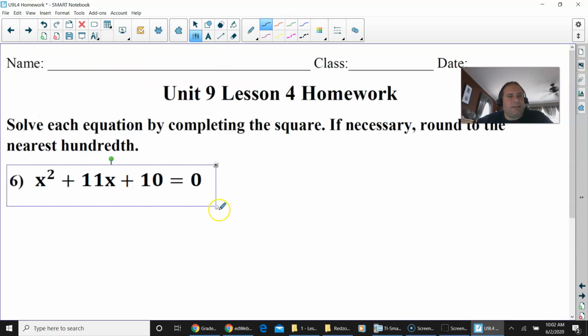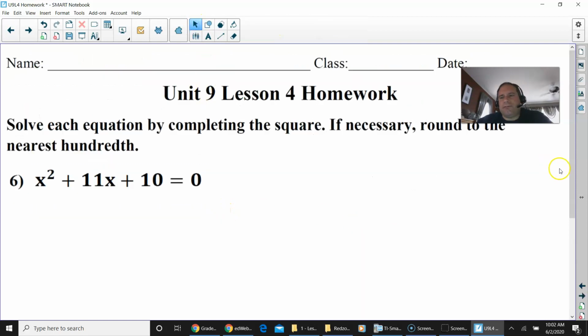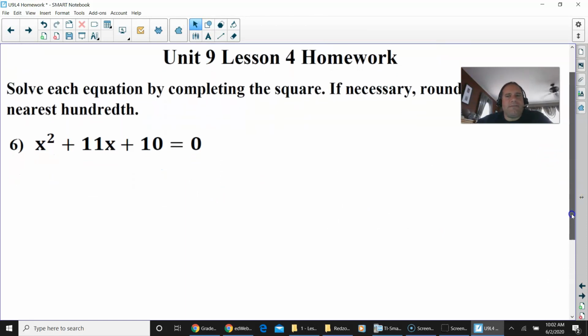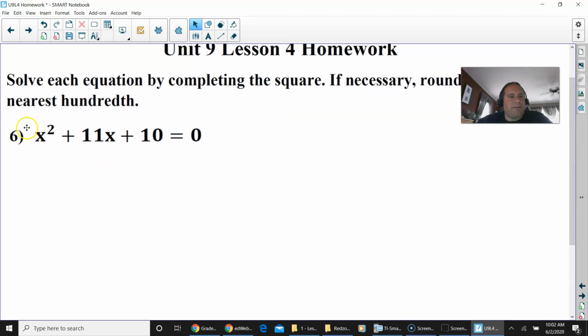Number 6. All right, so just a reminder, when you have something here where you have x squared plus 11x plus 10 equals 0, this 10 must be moved over to that right hand side first, and then you could go ahead and do whatever you need to do. All right, go ahead, try this problem, press pause now.